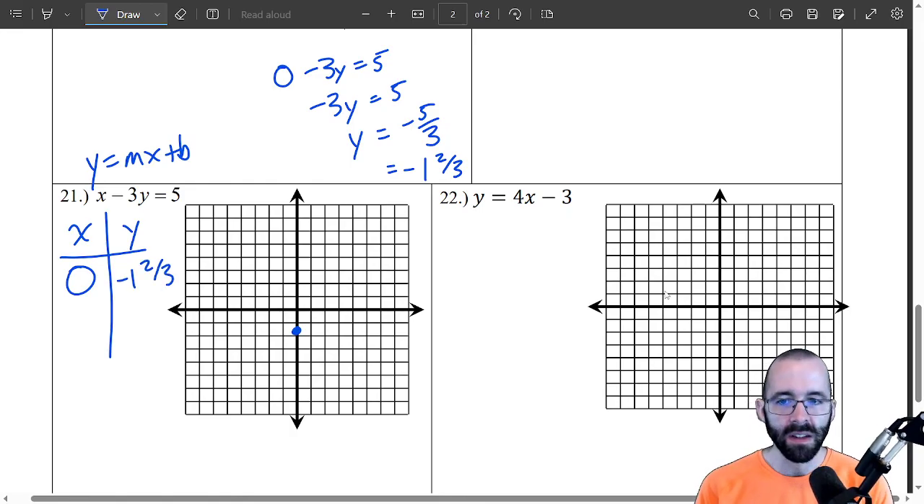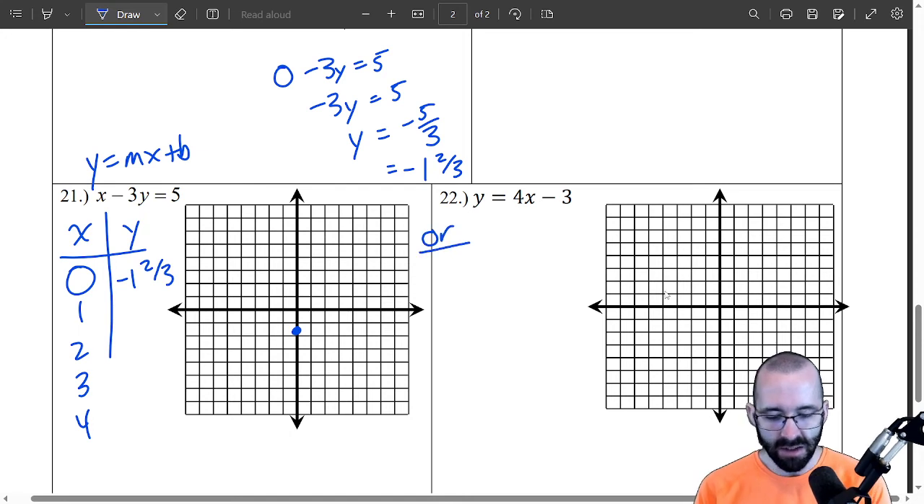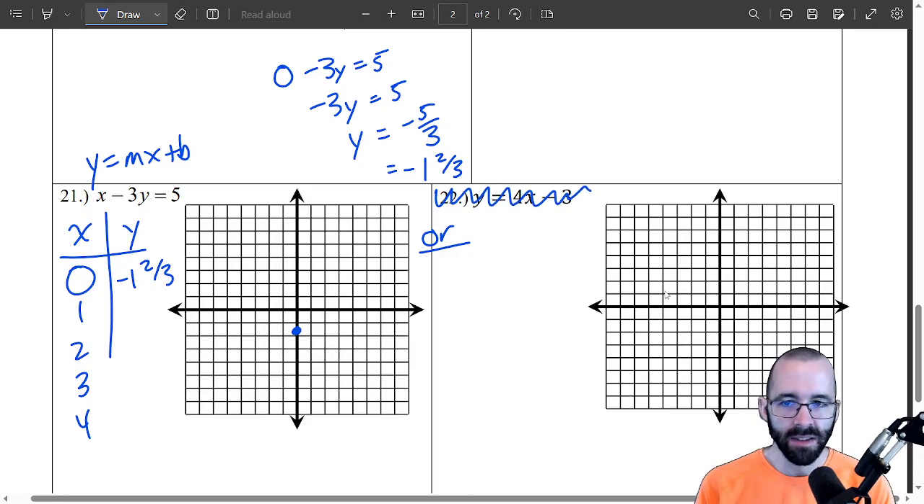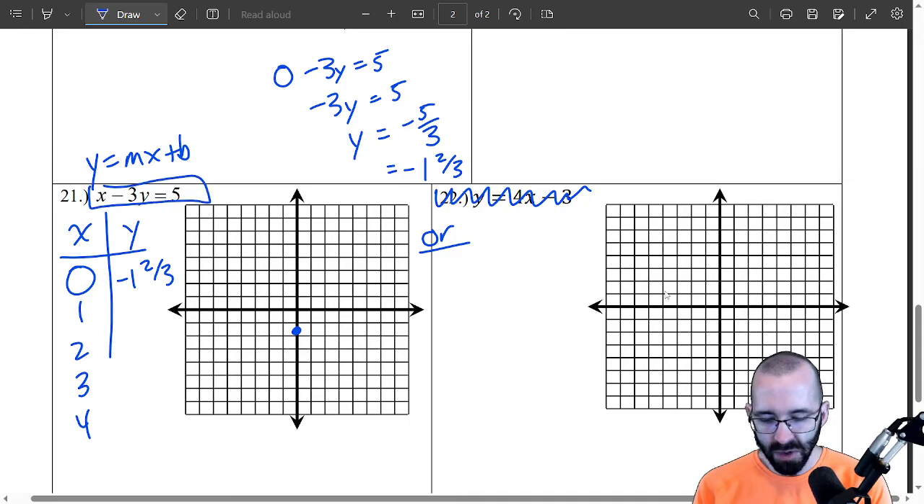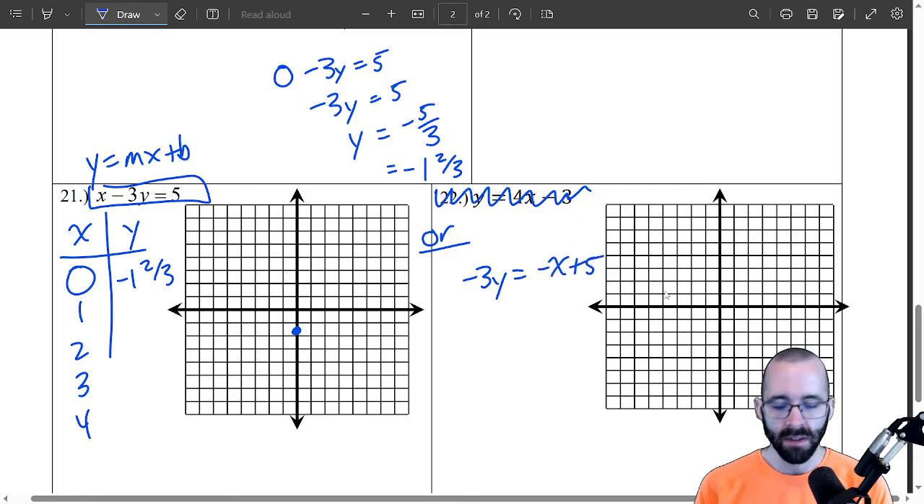And you could keep on doing this. Choose more points, 1, 2, 3, 4, and just put the y coordinates and plot it. Or if you put this in slope-intercept form, because again, I said there's 2 ways of doing this. There are more, but there are at least 2. We could subtract an x from both sides. I'm not doing 22. I'm just doing 21. So if we look at this and subtract an x from both sides, what happens? We get -3y equals -x, and the 5 is positive.